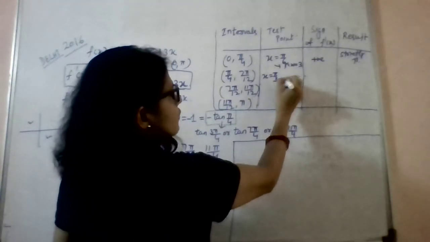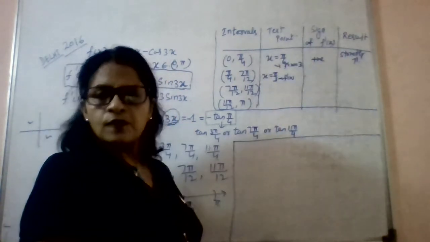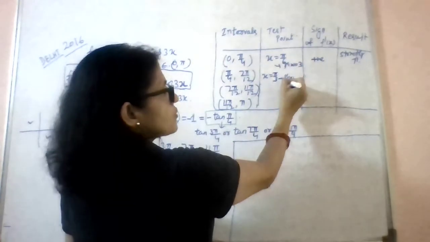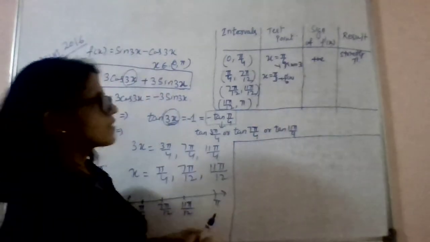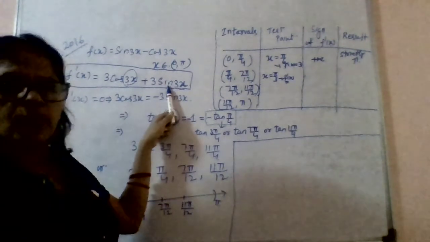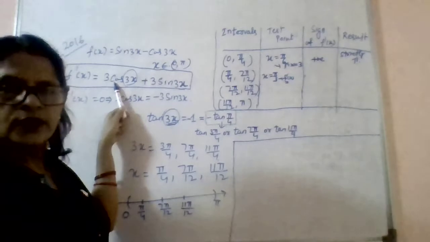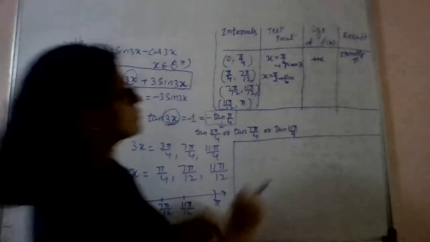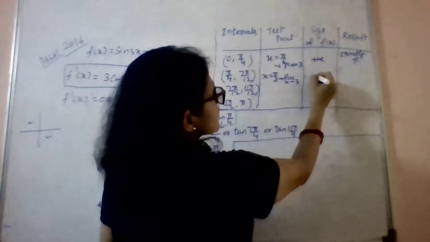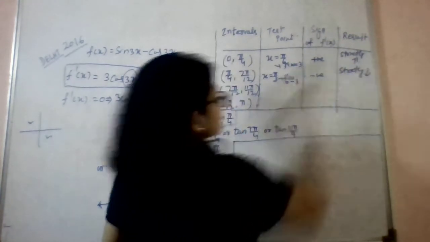Okay, now check for f dash x. Writing this is optional, right? You may calculate in rough and not write it down. Here, just to show you, I have written it. So f dash x, with x equal to pi by 3, 3x will be pi. Sin pi is 0, cos pi is minus 1. So you are getting minus 3. It means f dash x is negative, so it is strictly decreasing.